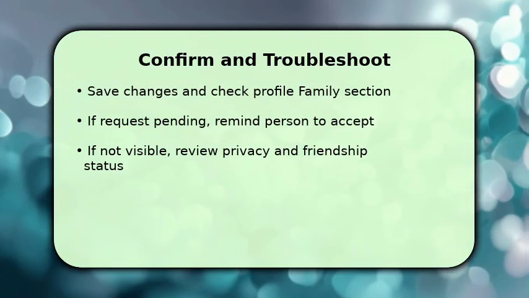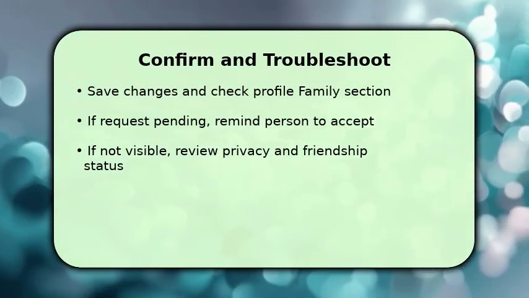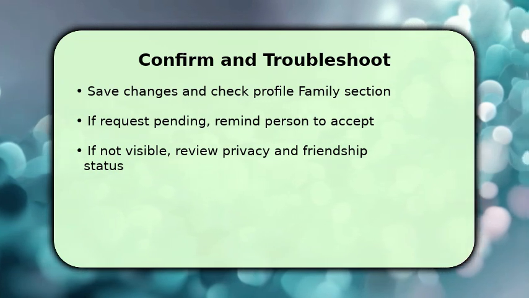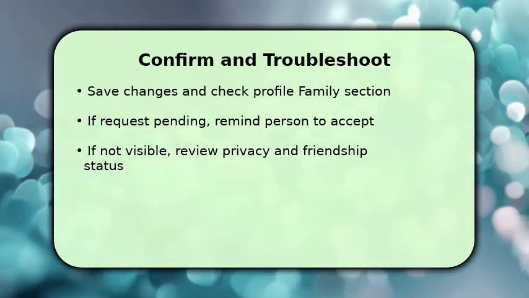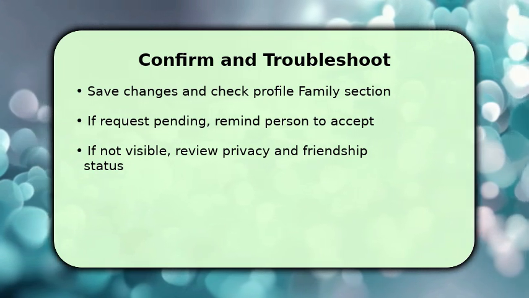Finish by saving your changes and immediately checking your profile's family section to confirm the relationship appears correctly. If you send a request, follow up with the person. Requests stay pending until they accept, which is often the issue.